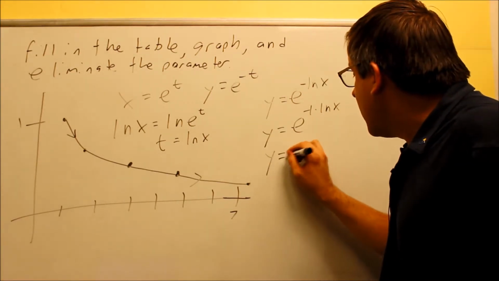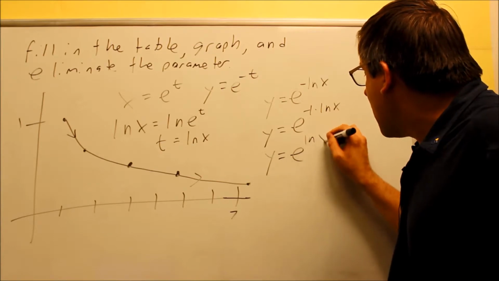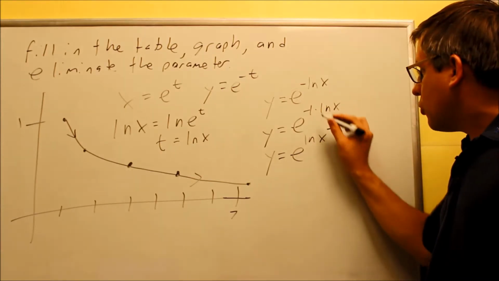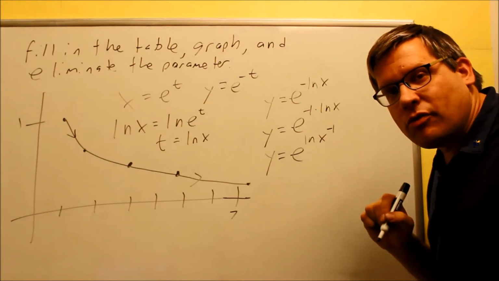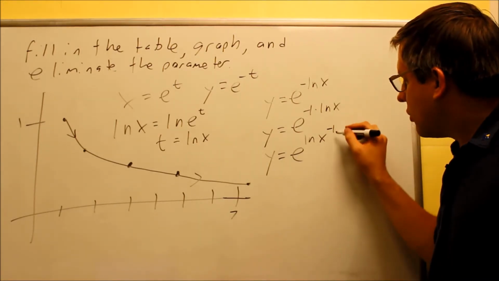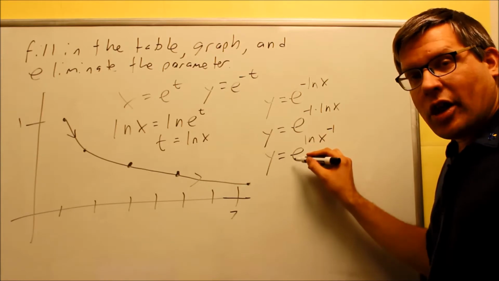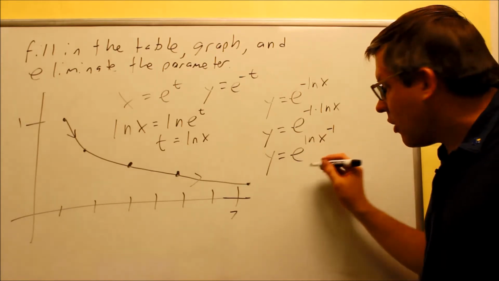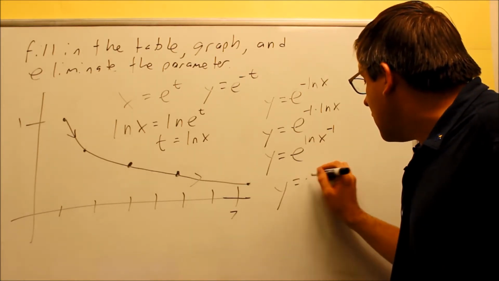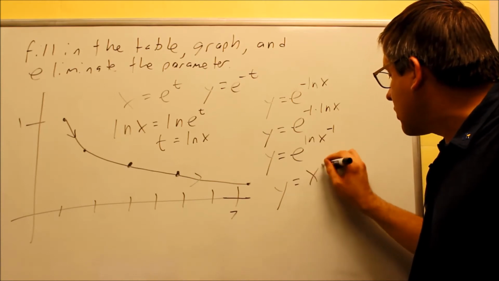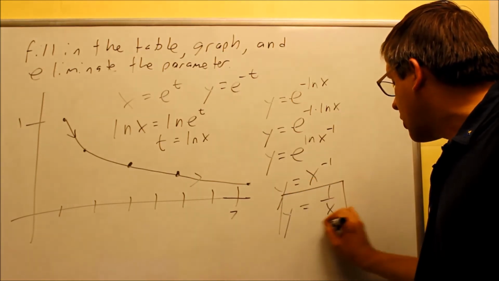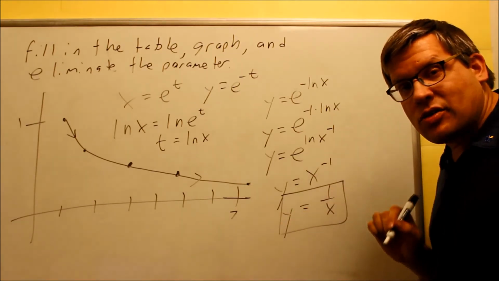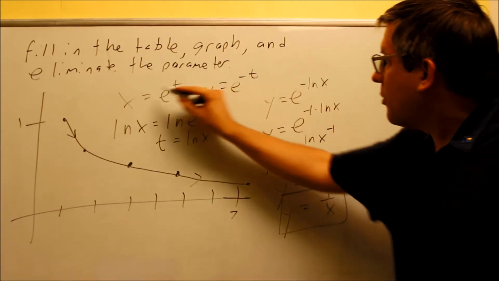So then we have y equals e to the ln x, and we'll go ahead and put the negative 1 up there. It's another log property, so again that's why you want to go back and review your log properties. You have an e and an ln together, that's going to both cancel out, and you end up getting y equals x to negative 1, which is the same thing as 1 over x. So this right here, y equals 1 over x, that would be eliminating the parameter with these two.